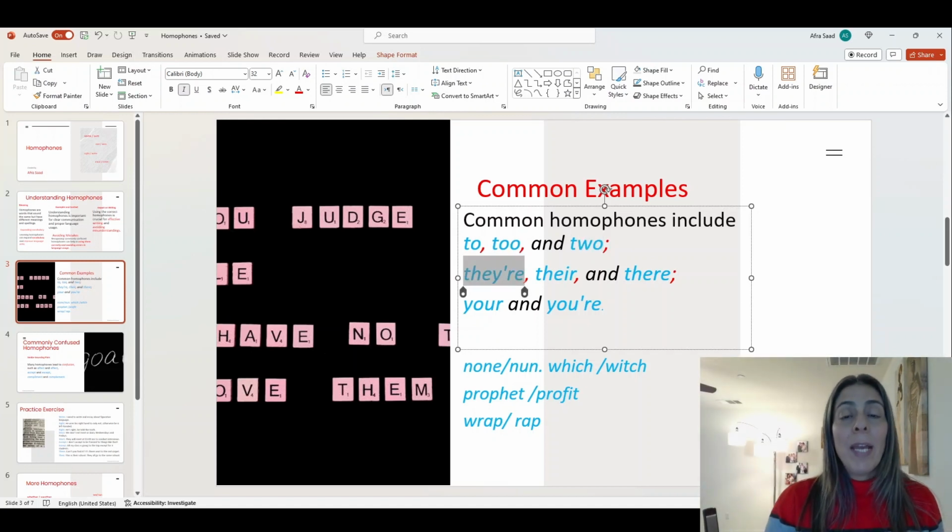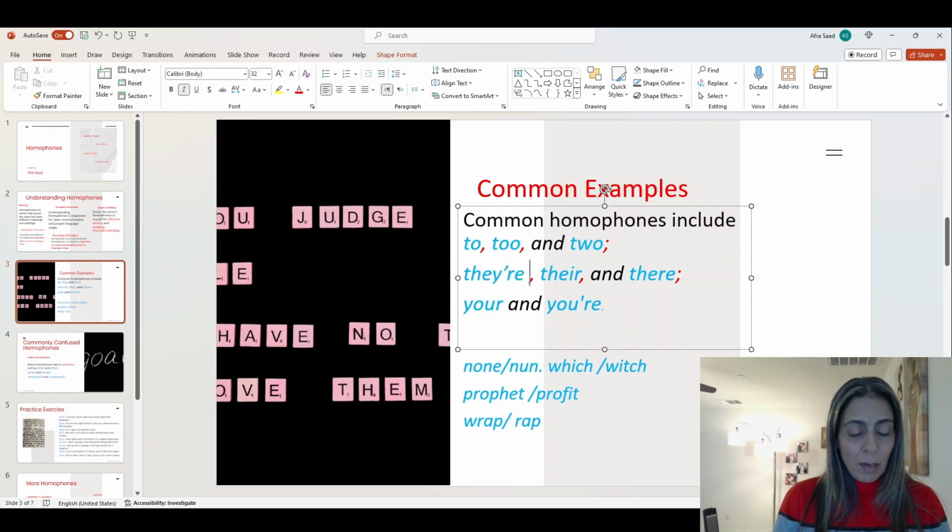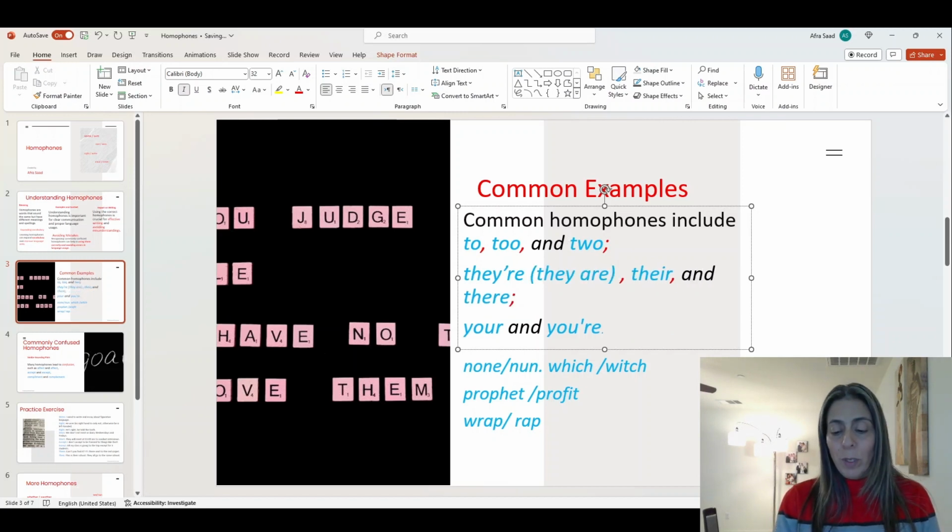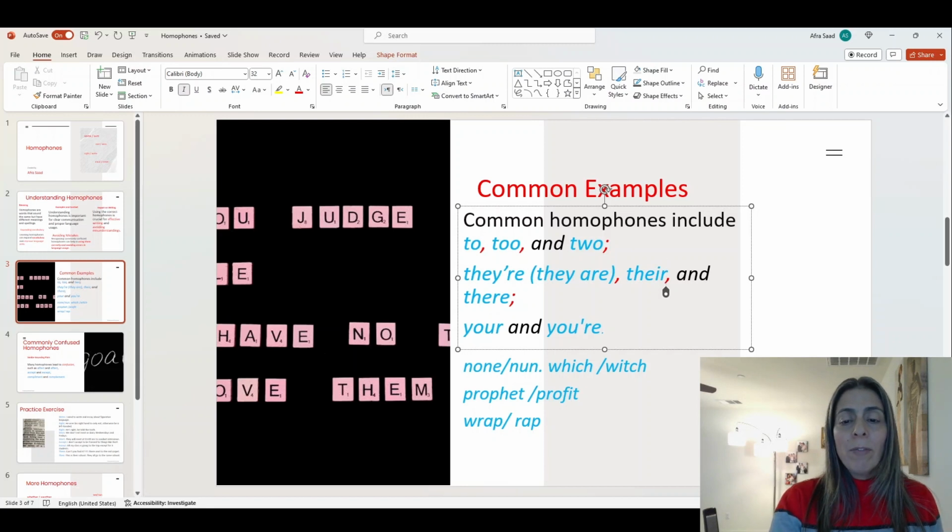Now we have their, which here is they're, a reduction of they are. And I have told you this when we studied the pronouns. Okay, they are, and we have their. So they are, of course, is not spelled there. This is they are, but it is a reduction.